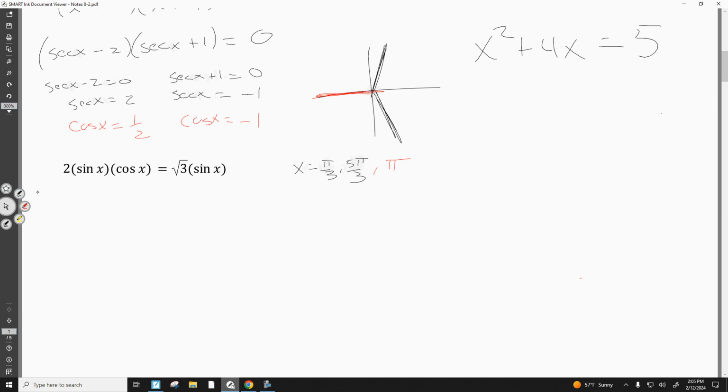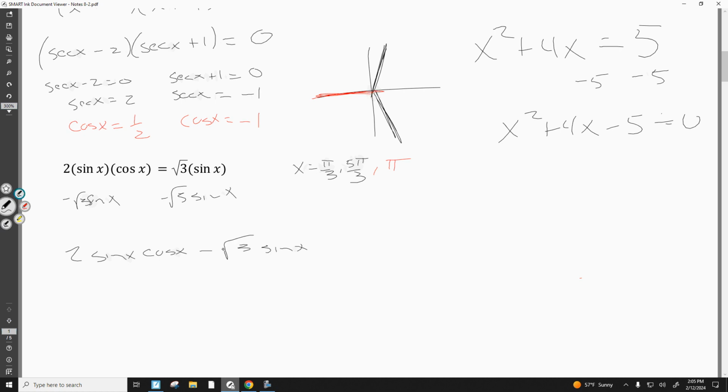We subtract 5 from both sides. We get it equal to 0. What do we do here? Subtract the root 3 sine x. Don't divide by the sine x. All of a sudden, valuable solutions will disappear. Ooh, that's 2 sine x cos x minus root 3 sine x equals 0.